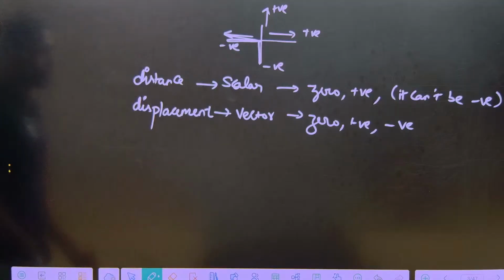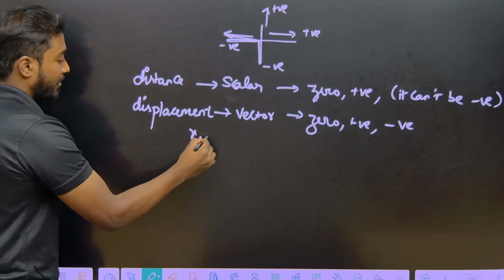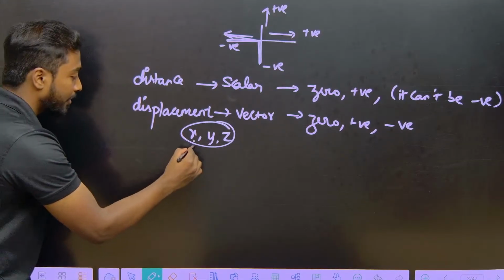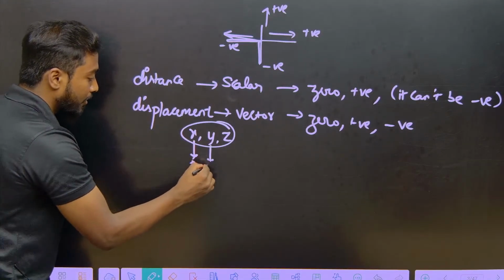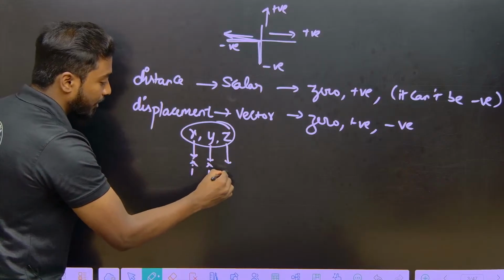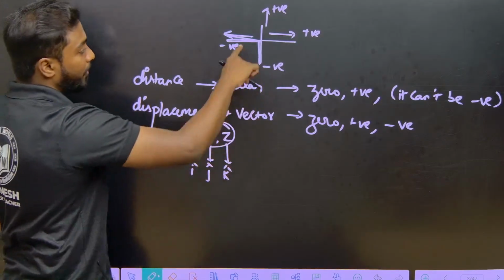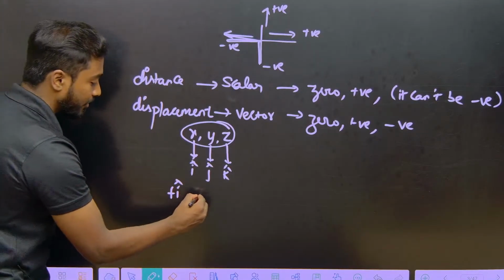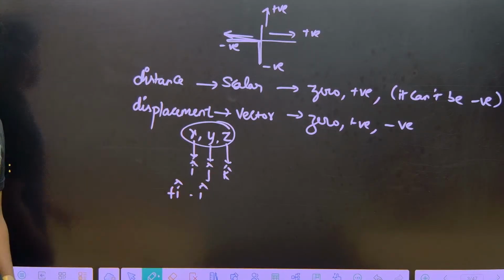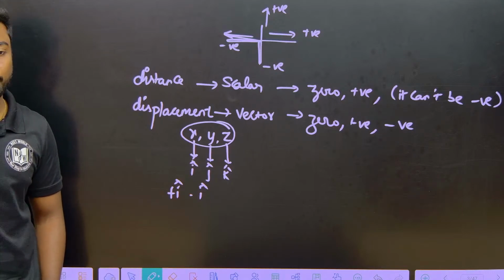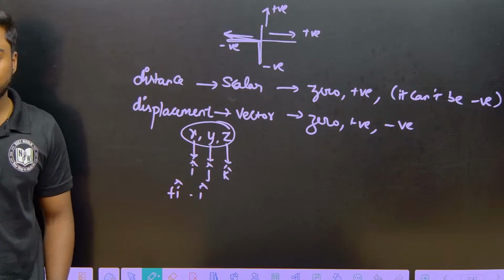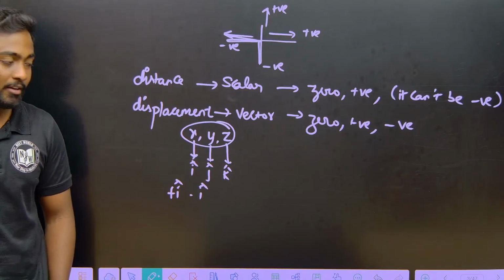And one more thing: the x axis, y axis, z axis are there in the graph. I will consider them as i cap, j cap and k cap. If it is the positive x axis, positive i cap. If it is the negative x axis, negative i cap. Positive y axis, j cap, negative y axis minus j cap, z axis k cap, negative z axis minus k cap.